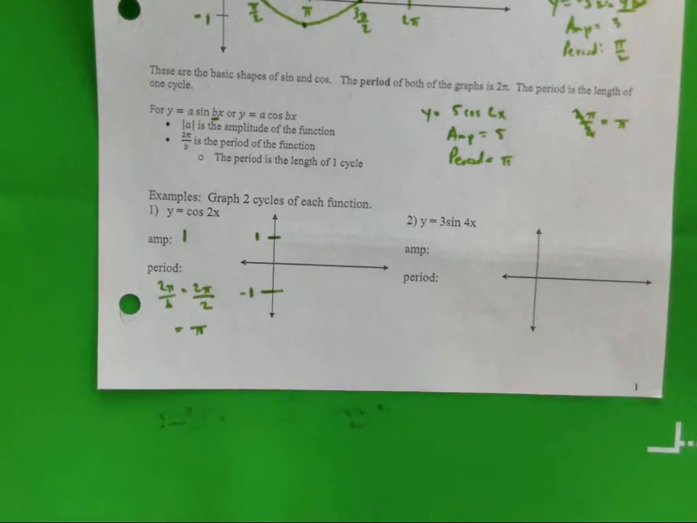You say, Mr. Church, what if my amplitude was 3? Then you would go 1, 2, 3. Okay, just don't put 3 up there. I've got to say 1, 2, and then 3. Okay.